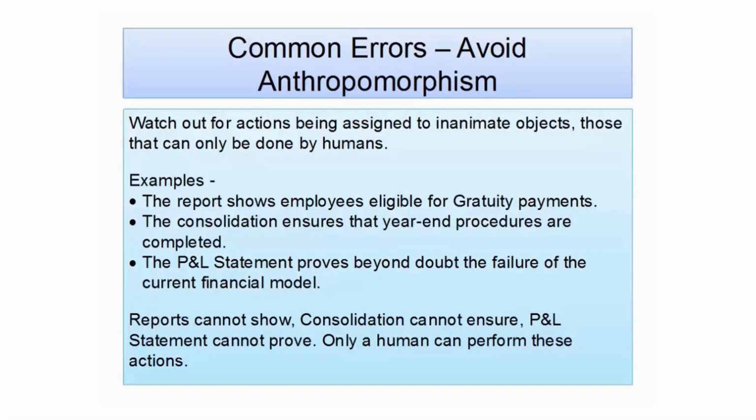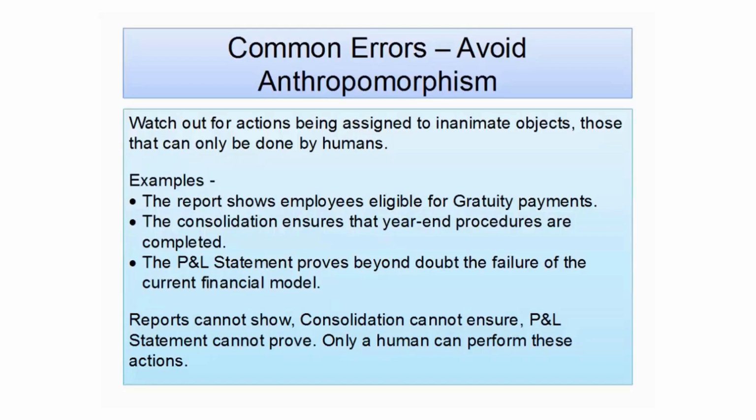First, avoid anthropomorphism. This is probably the most common error when it comes to technical writing. Anthropomorphism is basically the attributing of human characteristics and purposes to inanimate objects. Let us look into some examples. How many times have you encountered one or more of the following statements or similar ones?